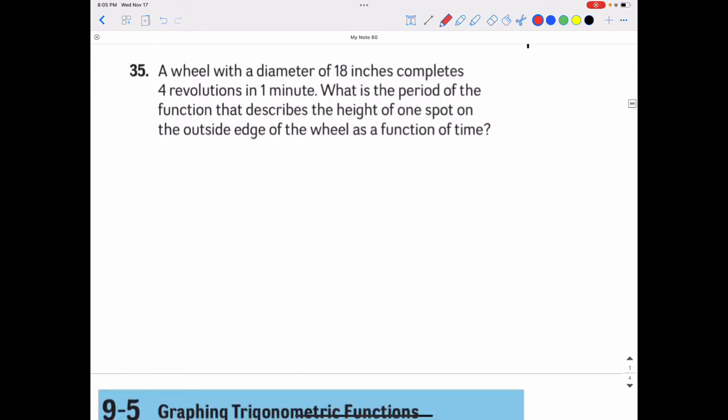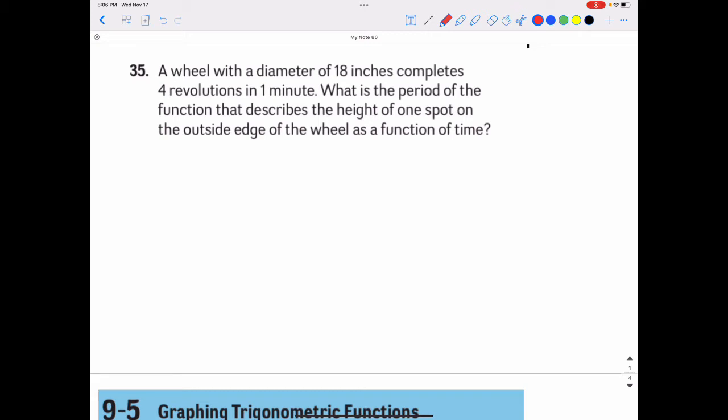35, a wheel with a diameter of 18 inches completes 4 revolutions in 1 minute. What is the period of the function that describes the height of one spot of the outside edge of the wheel as a function of time? It's a lot of fancy words there, but what's important is that it takes 4 revolutions in 1 minute. So the question is asking you, how long does it take to make 1 revolution?